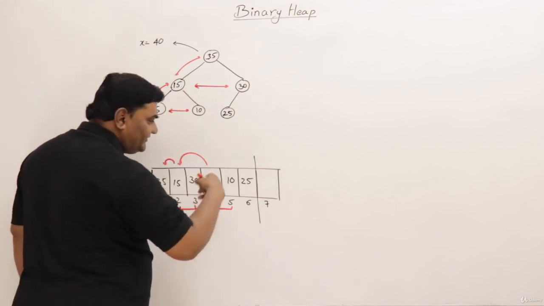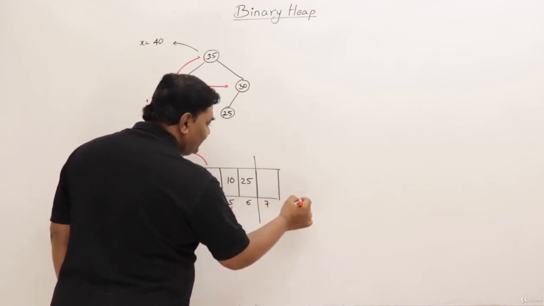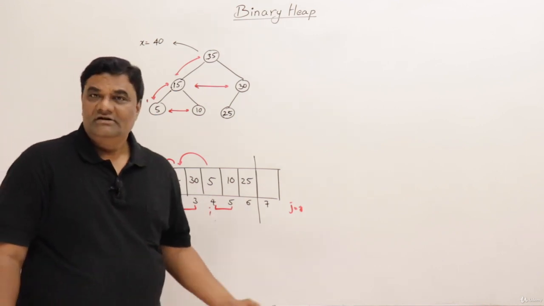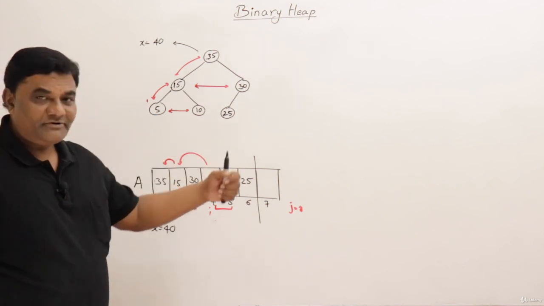Now, where is the left child of this one? So that is 8. 2 4 8. So 8 is outside the heap locations. So that's all. Stop. So this is how deletion works. I will write the procedure.